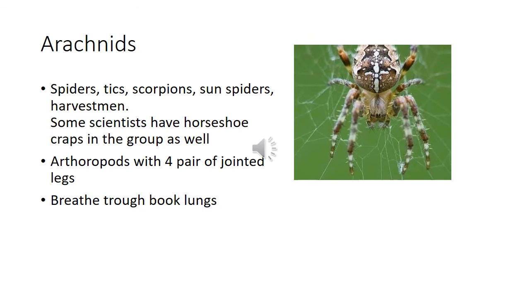The arachnids are the spiders, but also animals such as ticks, scorpions, pseudoscorpions, sun spiders, and harvestmen. And some scientists might also be inclined to introduce the marine horseshoe crabs into this group here. They are arthropods which have 4 pairs of jointed legs, and they breathe through what we call book lungs, which are gill-like structures they have in their body. Again, it's a very successful group. Many of them are amazing predators.